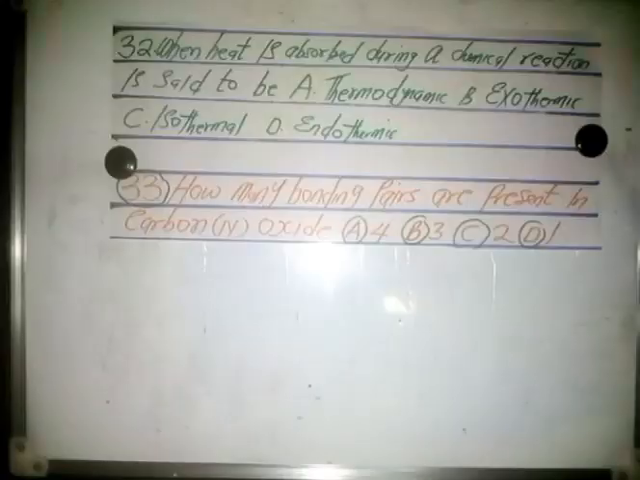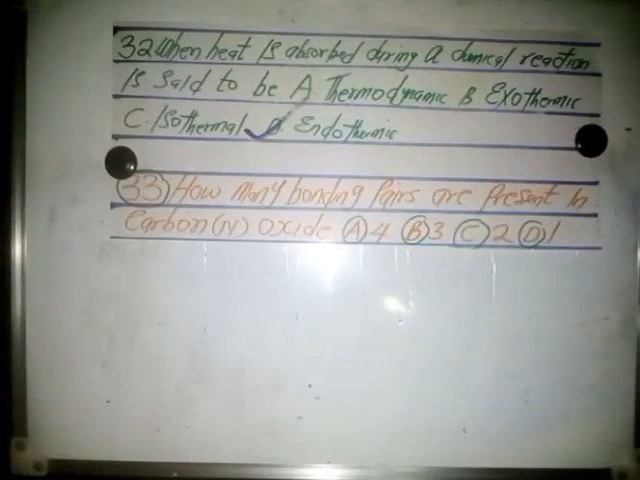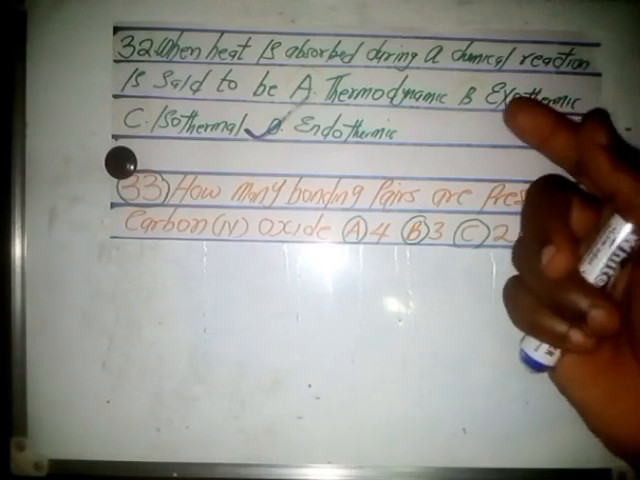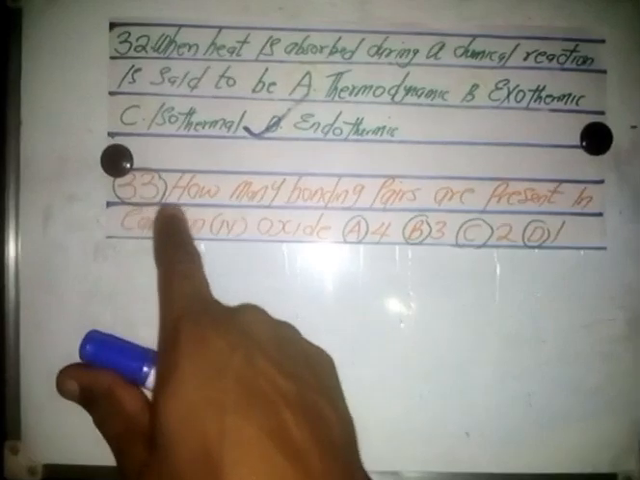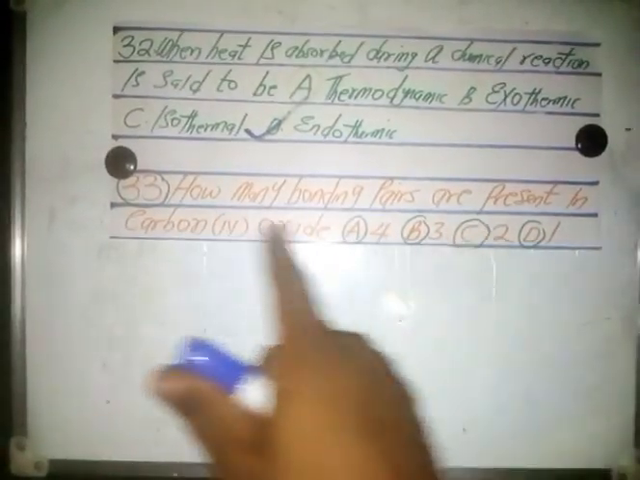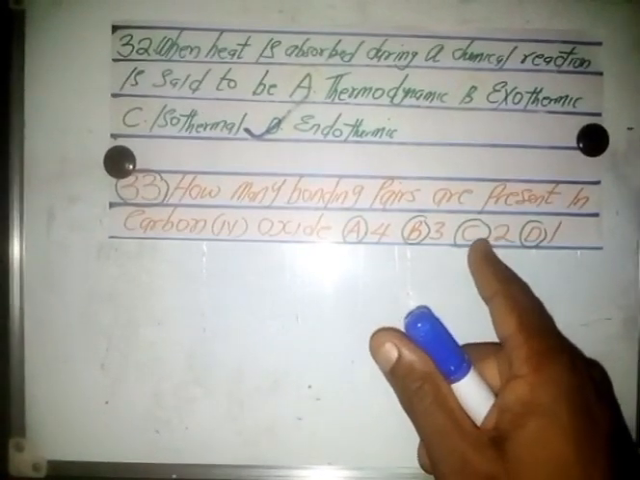When heat is absorbed during a chemical reaction, it's said to be dash: thermodynamic, exothermic, isothermal, endothermic. So your answer is endothermic reaction. These are reactions in which heat is absorbed from the environment, while the opposite is exothermic, which is when it is liberated. But when it's absorbed, it is called endothermic. So this is a repeated question. We've done it before. So the answer was C.